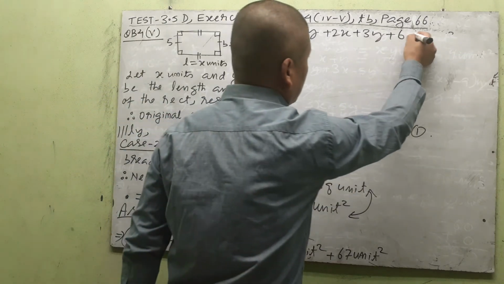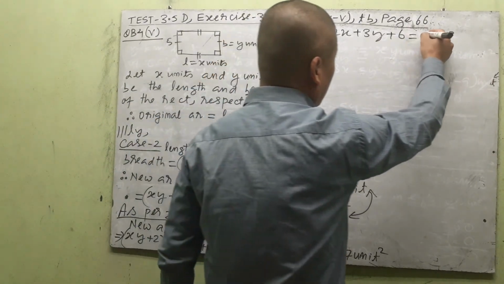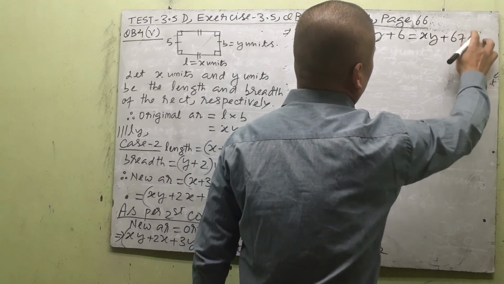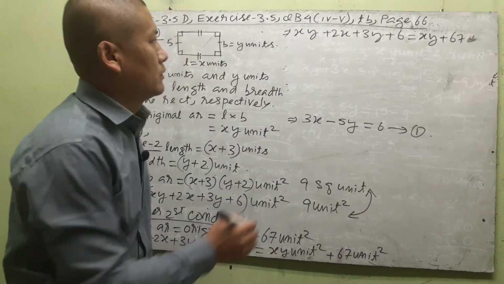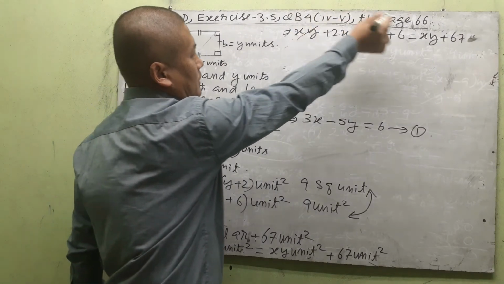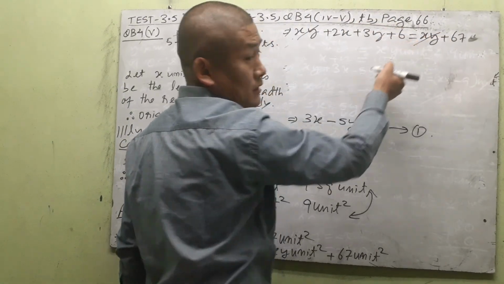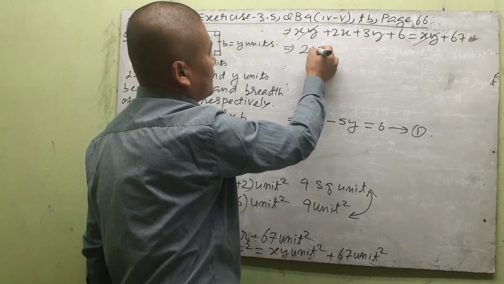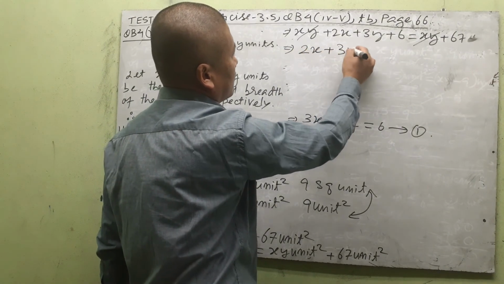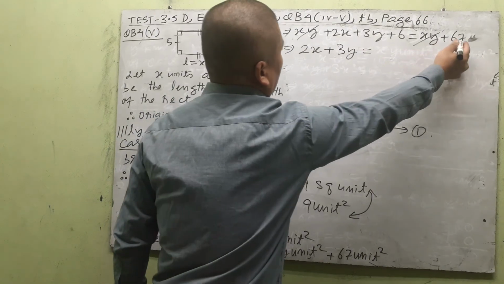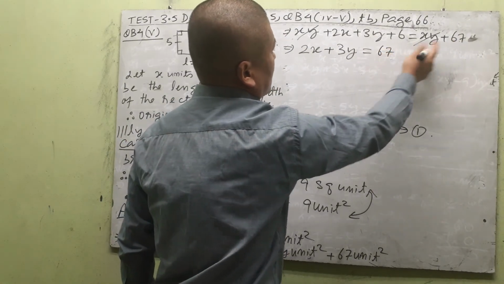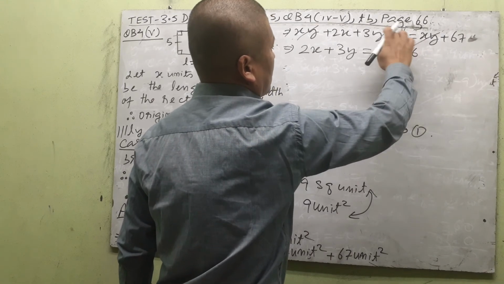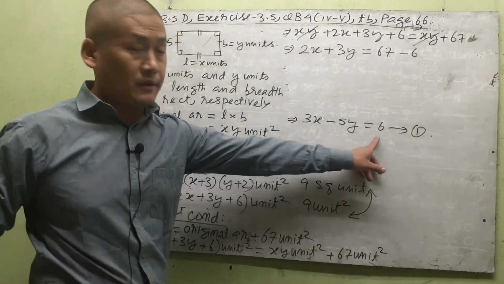So here xy plus 2x plus 3y plus 6, and unit square cancel, so we never write that, equal to xy plus 67, unit square cancelled. So plus xy shifted that side, become minus xy to cancel this as 0. Then arranging x term in first place, 2x plus 3y, the y term in second place. Keeping this one on the right side, no change, so plus 67, and plus 6 shifted to right side, minus 6. So that all the numbers on the right side in a similar pattern to the first.